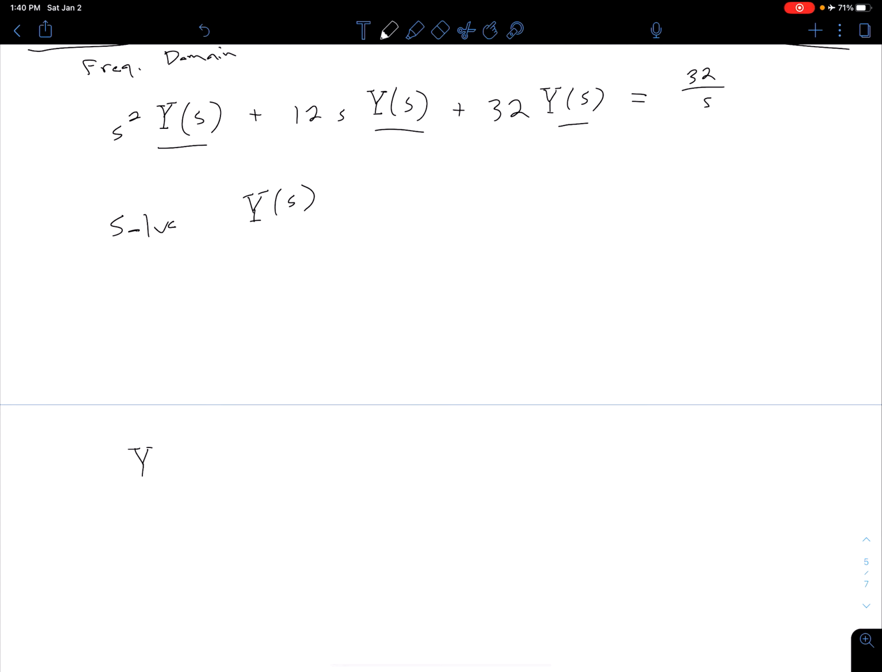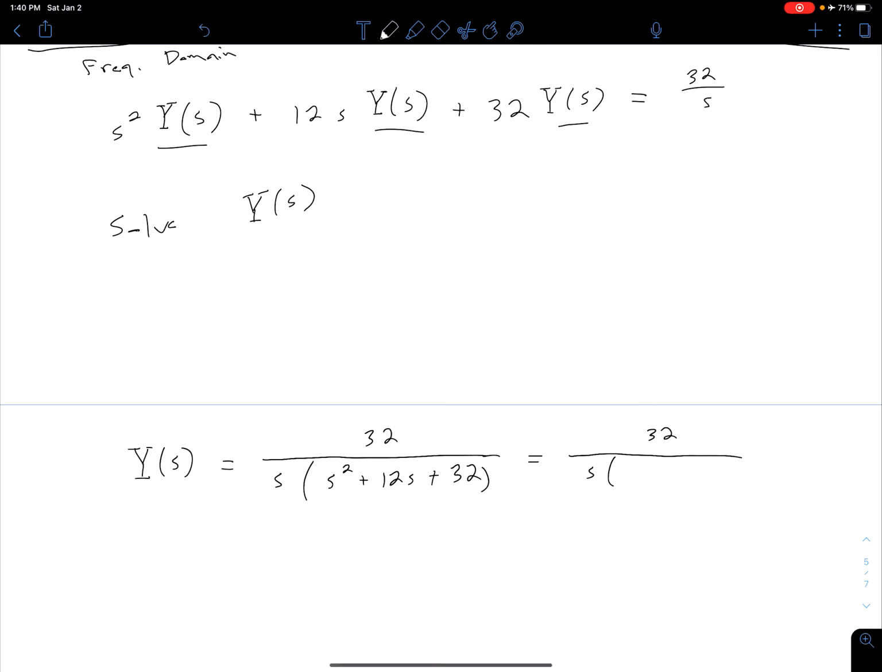So we can have then that y of s is equal to, so we already had a 32 over s, and now we're multiplying that by s squared, the quantity of s squared plus 12s plus 32. So we get something that looks like this. And so looking ahead a little bit, I can write this a little bit differently. I can factor out this term here, and I can say that this is equal to 32 divided by s times s plus 4 times s plus 8.